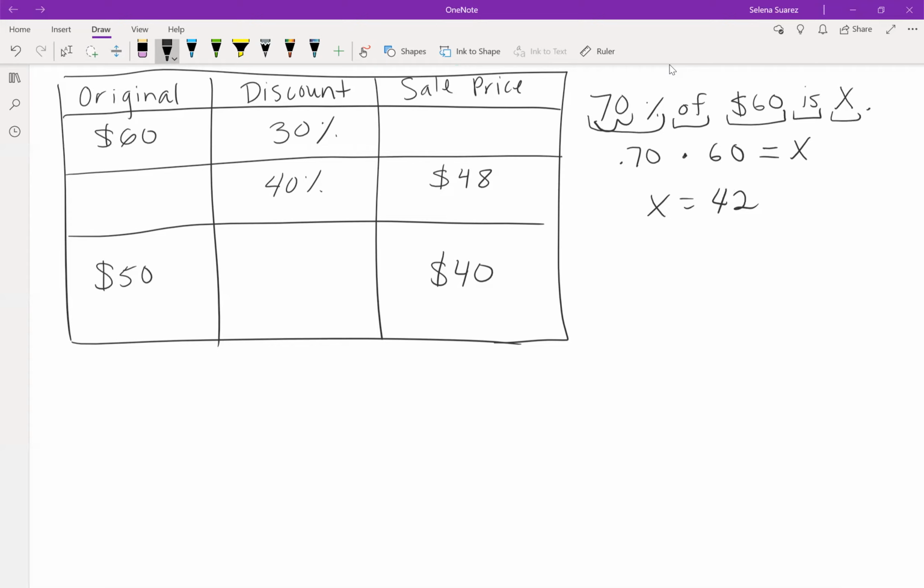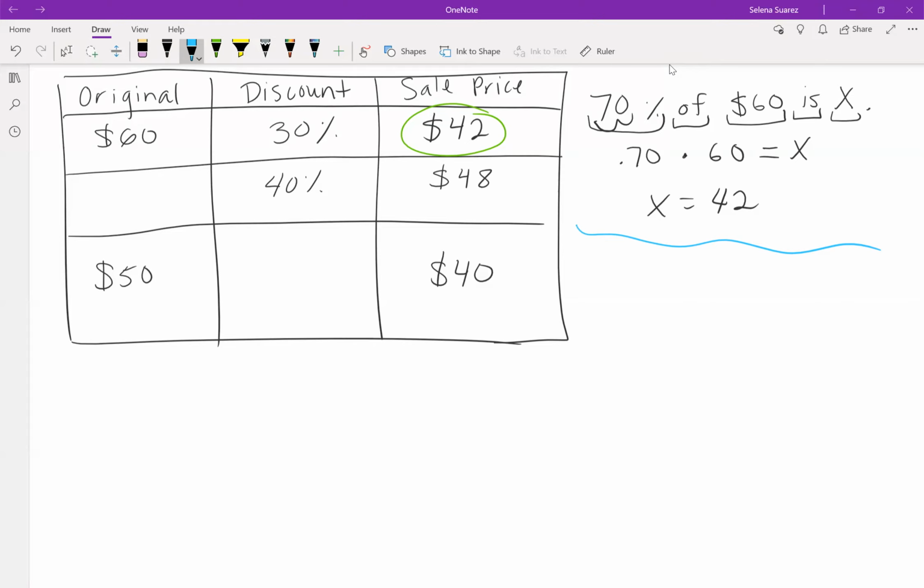So in other words, when I go to the checkout, I'm going to have to pay $42 because I received a discount of 30%. So that's what would go into the blank. Okay, the next one, I'm trying to figure out what the original price is for this one. I know that there's going to be a discount of 40%, and the sale price is going to be $48.